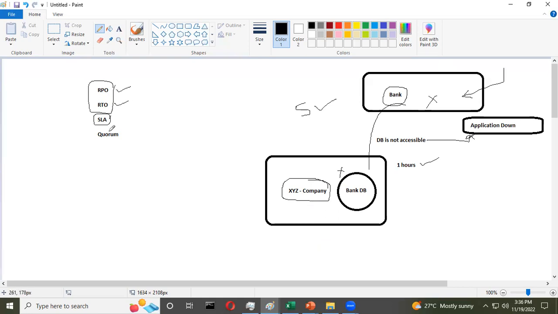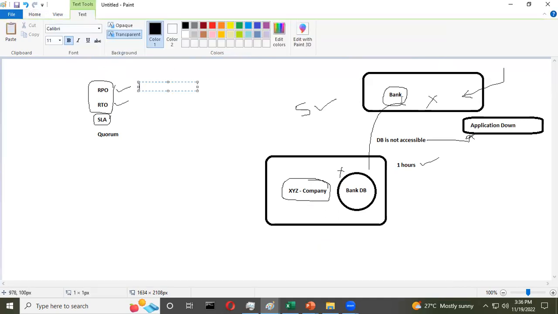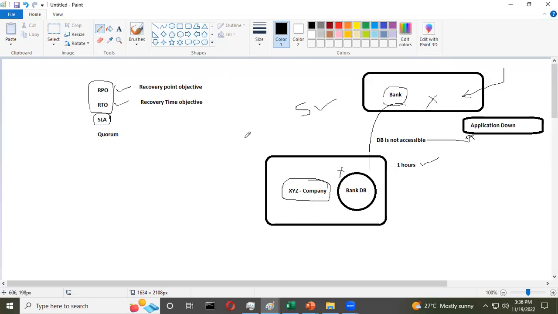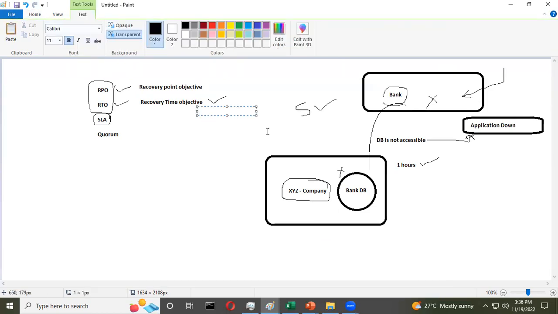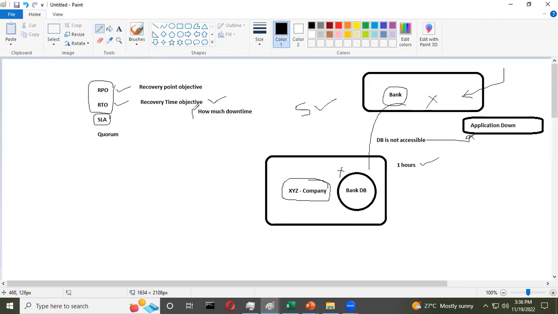Right. So what is this RPO and RTO? RPO stands for recovery point objective, and RTO stands for recovery time objective. What does it mean? Let's understand what RTO is. Recovery time objective, in short, tells what your application downtime is, so how much downtime. For example, something happened on this database. So how much time does it take to bring the application online? That is the simple terminology for recovery time objective.